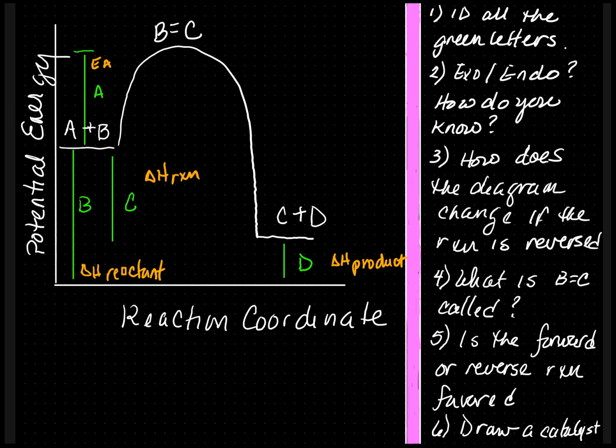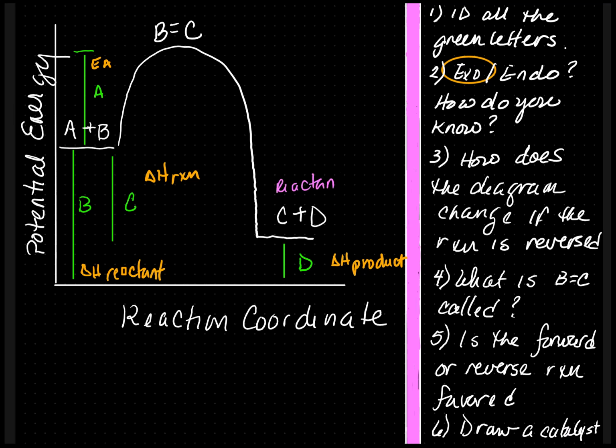This is an exothermic reaction, and we know it's an exothermic reaction because the C plus D, which are the products, have a lower enthalpy than A plus B, which are the reactants. 3. How does the diagram change if the reaction is reversed? Then C plus D becomes your reactant.